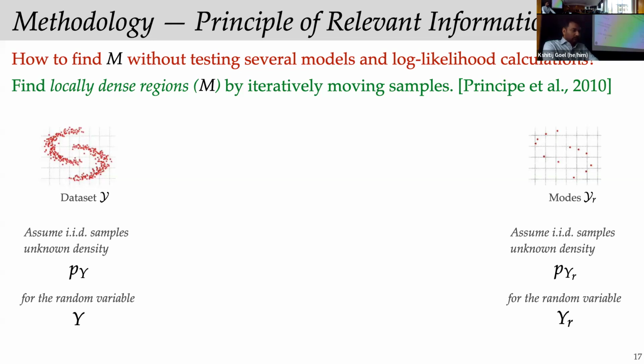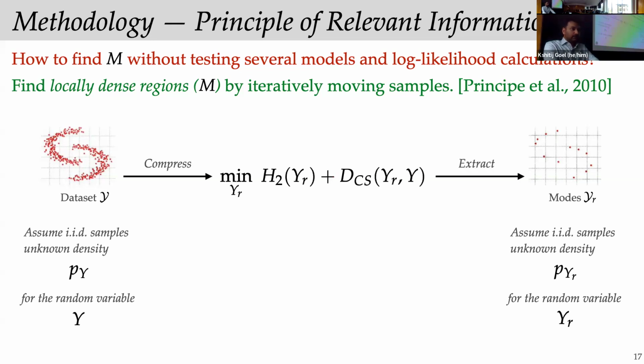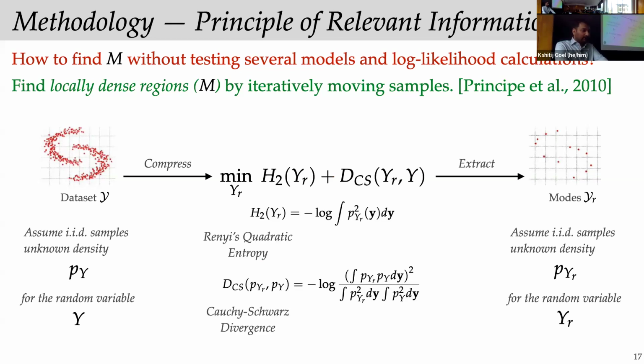The objective of the principle of relevant information is to go from left to right by minimizing Rényi quadratic entropy and Cauchy-Schwarz divergence. Really what these terms mean is that quadratic entropy makes sure that there is less redundancy in the data, which means it is the compression term. And the Cauchy-Schwarz divergence term makes sure that there is less error after compression. Notice that in this case, there's no iteration on several m values. The value of m should come out naturally from the dataset.